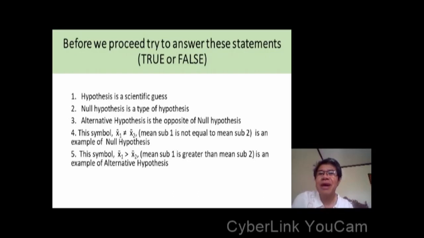Number 3, alternative hypothesis is the opposite of null hypothesis, true or false? You are correct. The answer is true. Number 4, this symbol mean sub 1 is not equal to mean sub 2 is an example of null hypothesis. Yes, correct. True. Number 5, the symbol mean sub 1 is greater than mean sub 2 is an example of alternative hypothesis. Yes, you're correct. The answer is true.